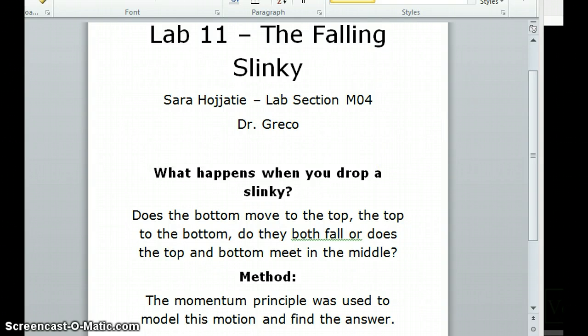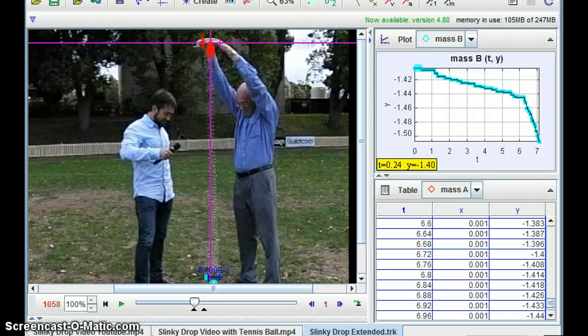So I use the momentum principle to model this motion and try to find the answer. There's a video made to show how the slinky is dropped, and I extracted this data using Tracker.